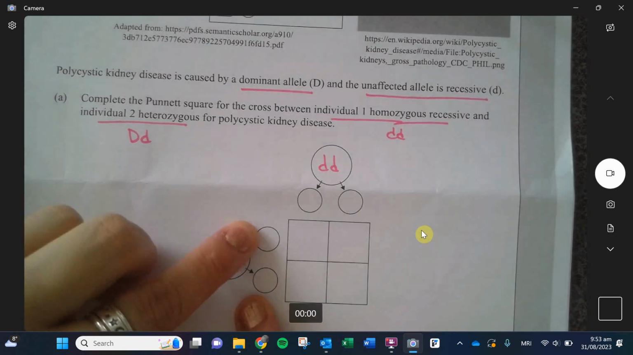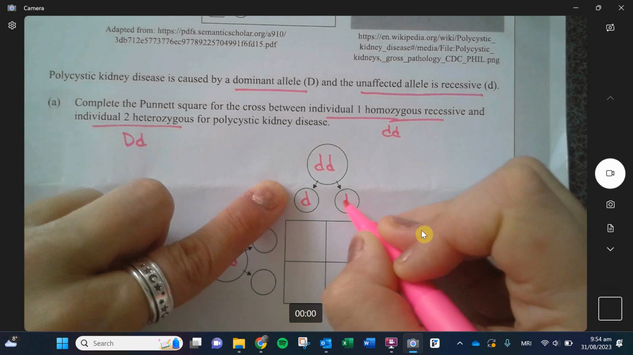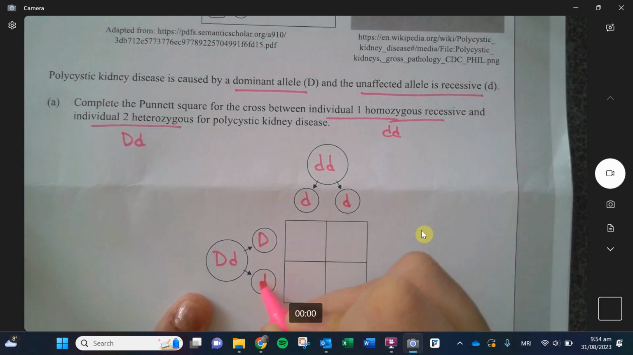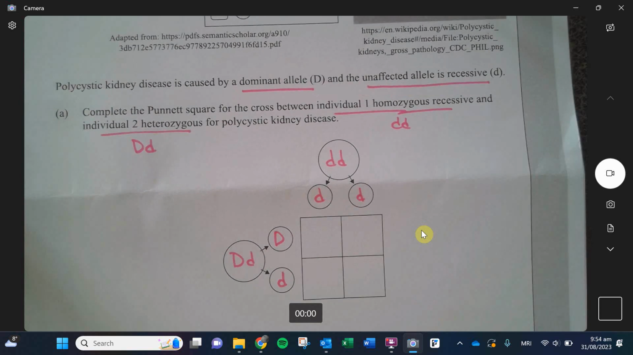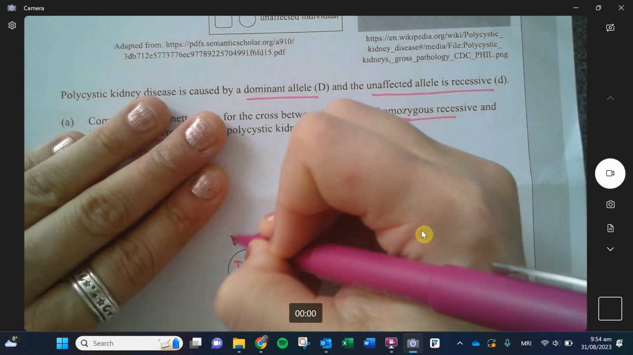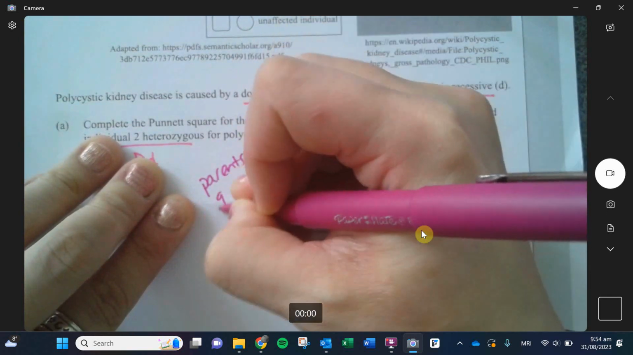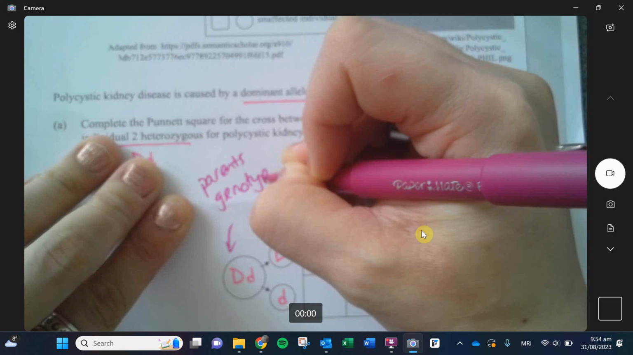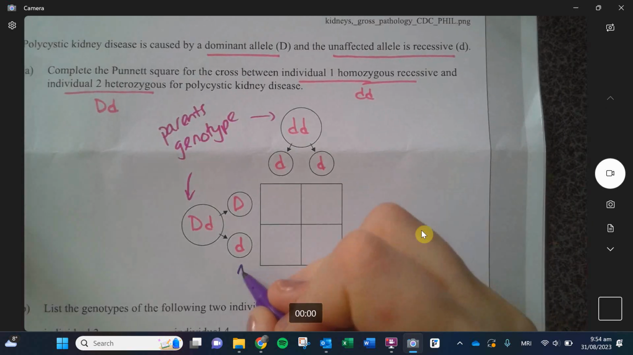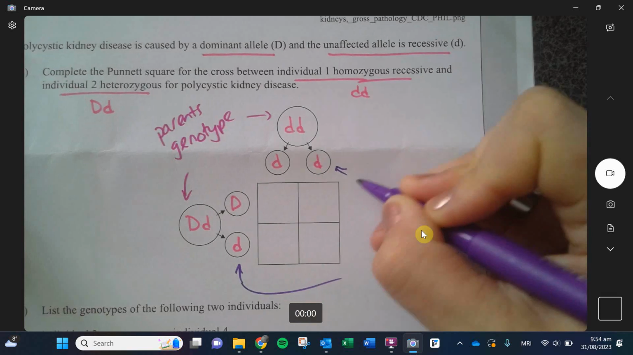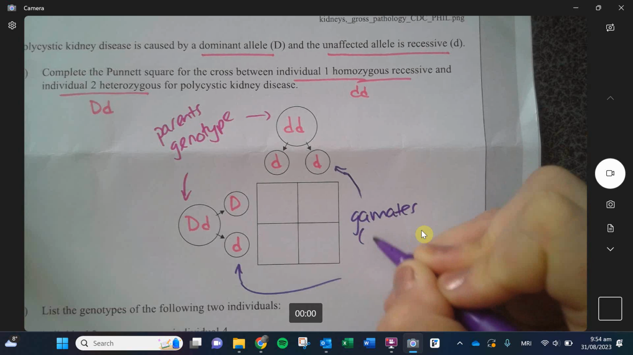This section here is representing their gametes, their sex cells. So you then split up the alleles. You have little d, big D, little d. And I'll make that annotation on there. So this is the parent's genotype. And then this here and this here, those are representative of the gametes, which are our sex cells.